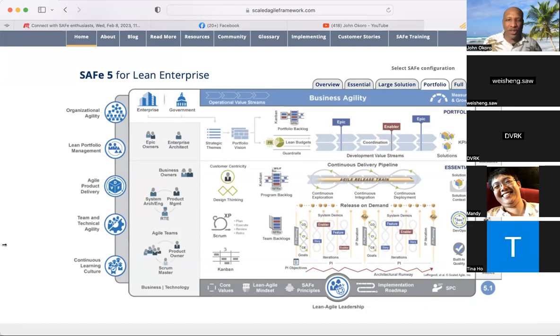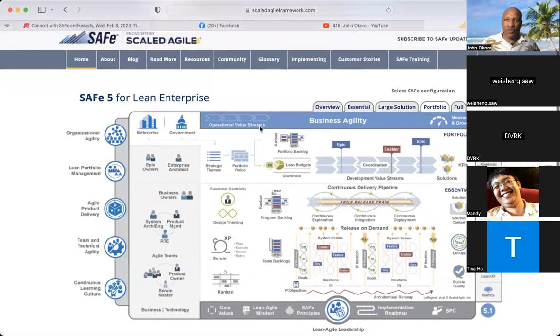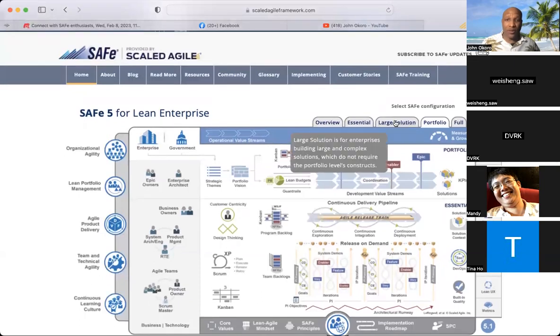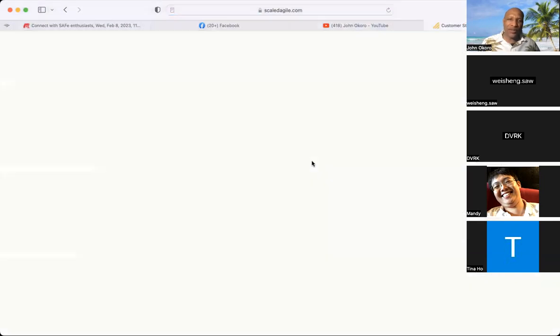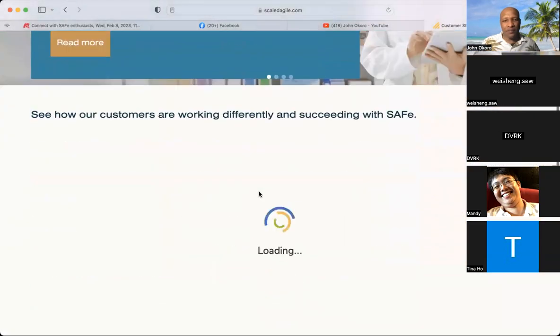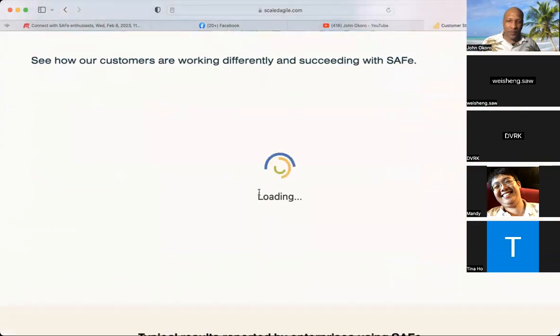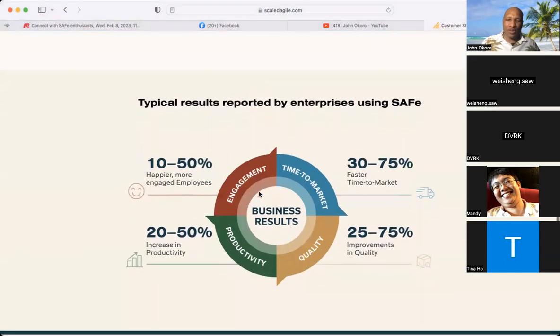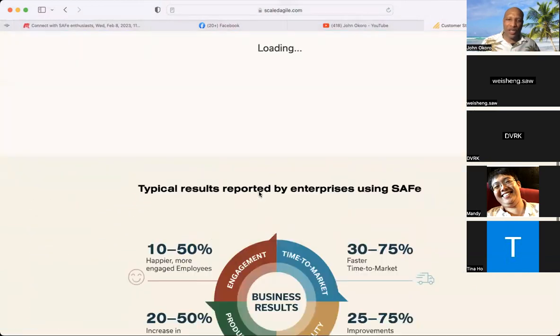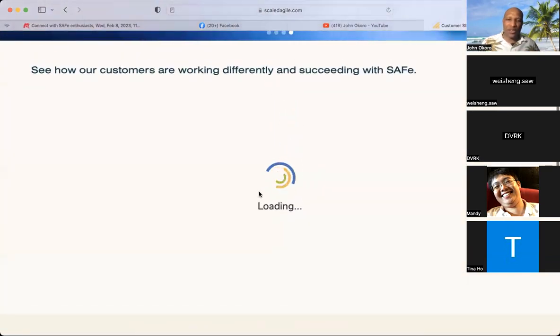So a lot of organizations will use Scaled Agile. Let me see if I can show some of those. So for those of you who go to the Scaled Agile Framework website, you're going to see the customer stories. And that's where you can see a lot of the organizations that have been using Scaled Agile. They usually change this every time I check it. So let's see what it looks like today. And loading. So it talks about some of the improvements that organizations see. But at the top here, let's see how long this takes to load.